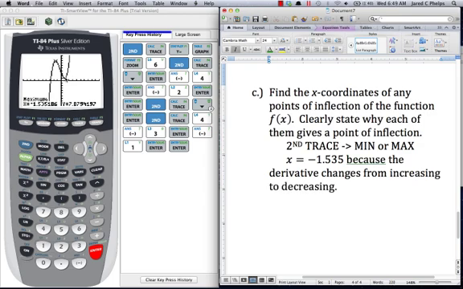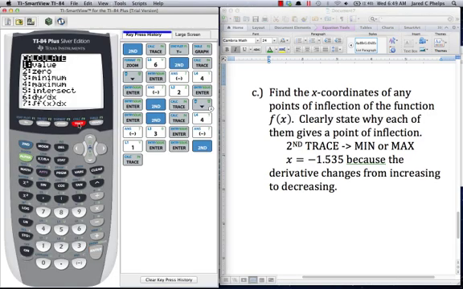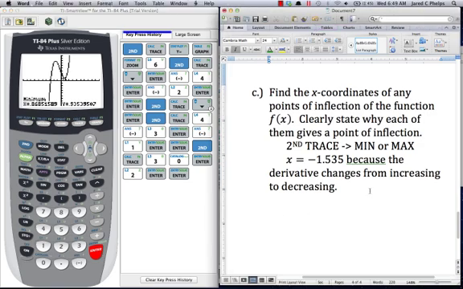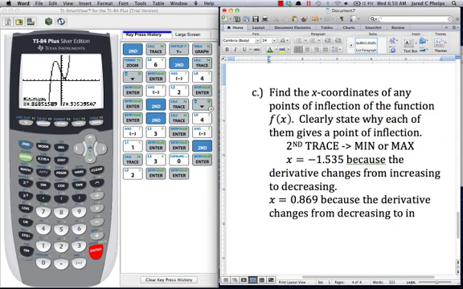The other one over here is this minimum value, so we'll go and find that one, second calc. This time minimum is number 3. Same deal, a left bound, 0 looks like a good left bound. A right bound, I think we could get away with saying 2. And then enter, comes back and gives us that minimum value. So we also have x equals 0.869 because the derivative changes from decreasing to increasing.